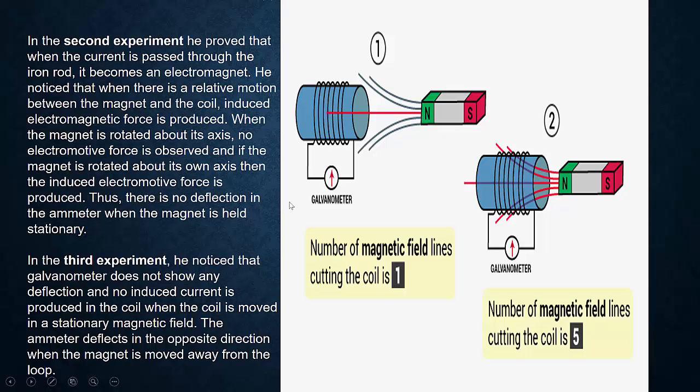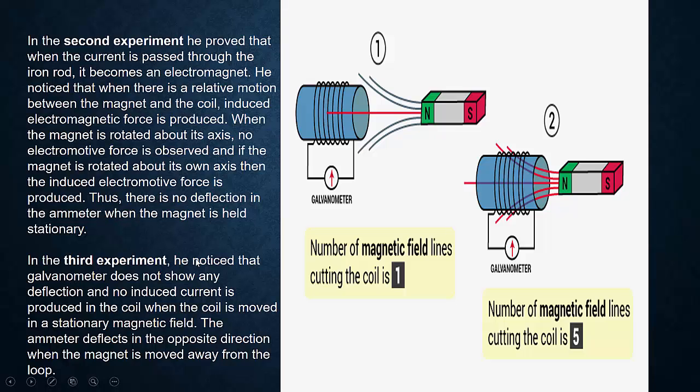Thus, there is no deflection in the ammeter when the magnet is held stationary. Whenever there is a motion, either the magnet should be in motion or the coil should be in motion. If there is any motion in these two things, then electromotive force is produced. If the magnet is stationary and the coil is also stationary, then there is no change in deflection in the ammeter, meaning there is no current, so no EMF is produced.